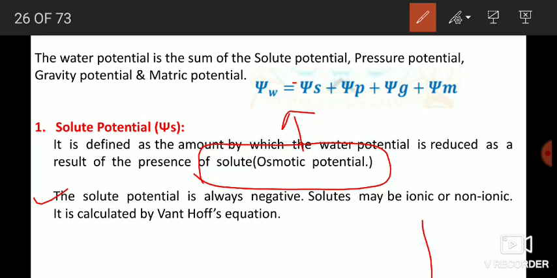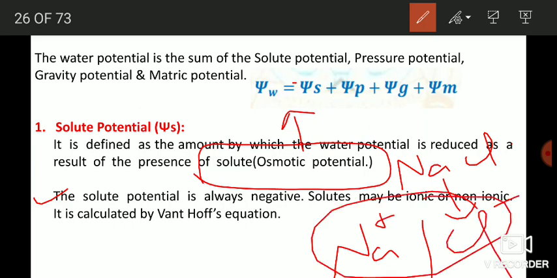And solutes may be ionic or non-ionic. The solutes that you dissolve may be either ionic or non-ionic, and accordingly water potential will get reduced. For example, when you dissolve ionic substances in water, they will dissociate, and there will be more reduction in water potential, because the number of ions, the number of particles, is going to double. For example, if we talk about sodium chloride, when you dissolve sodium chloride in water, it will dissociate into sodium ion and chloride ion, and obviously water potential is going to get reduced more.